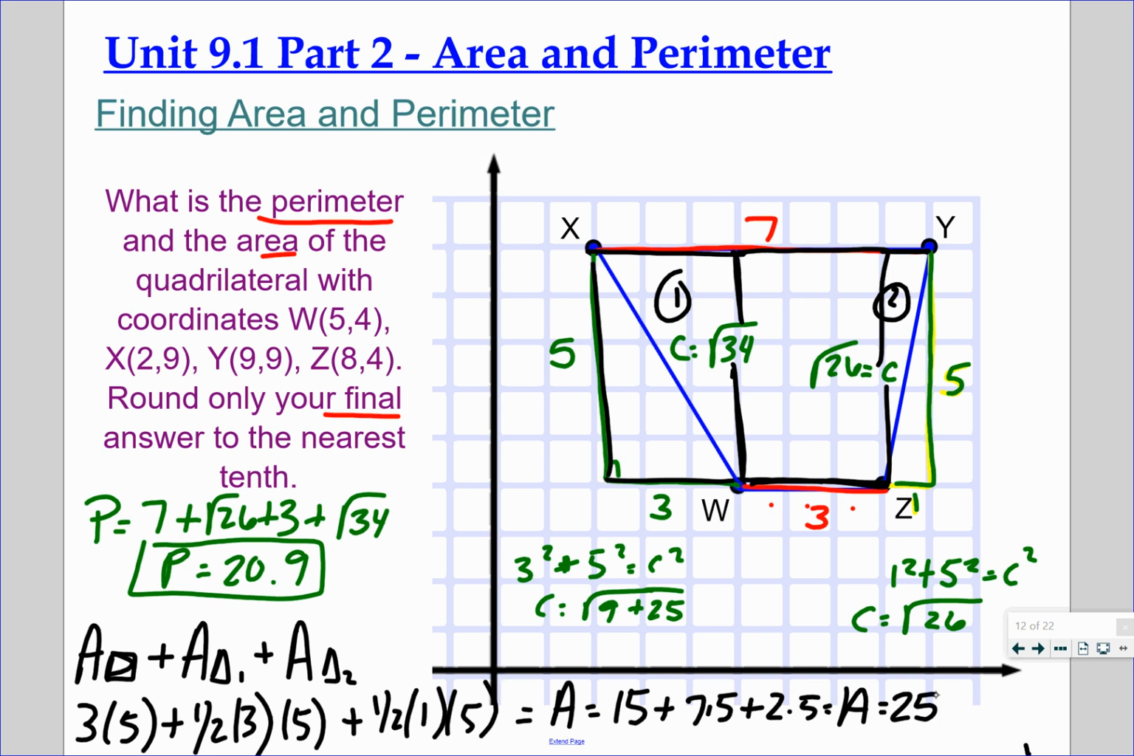Now, we don't know what these units are. They didn't tell us on the graph if it's centimeters, inches, or whatever. So we would just write this as square units, UN squared. And for perimeter, we would just write this as units, UN.